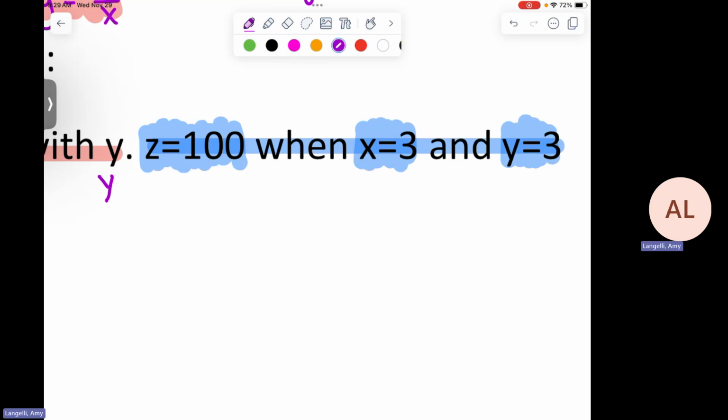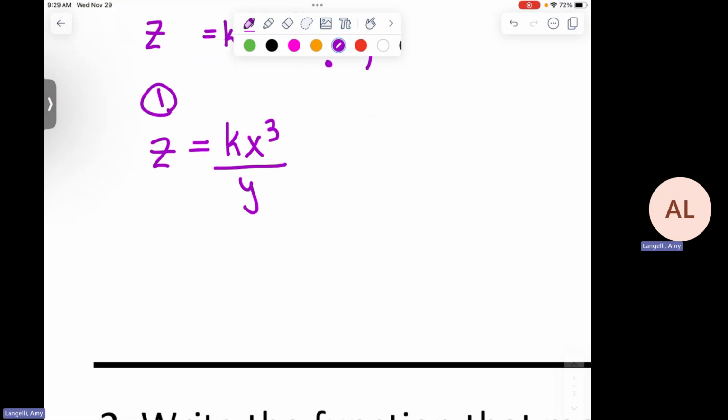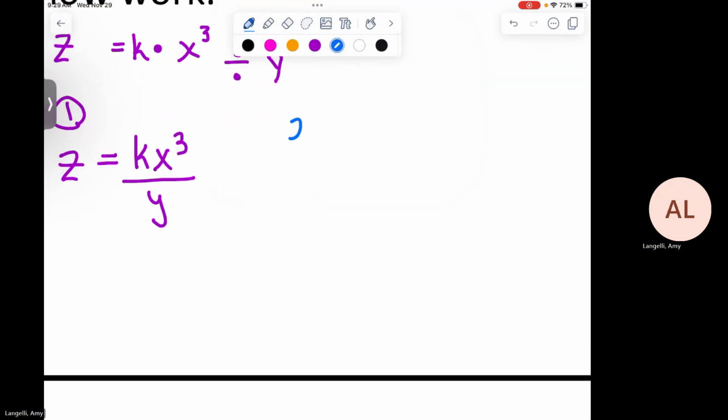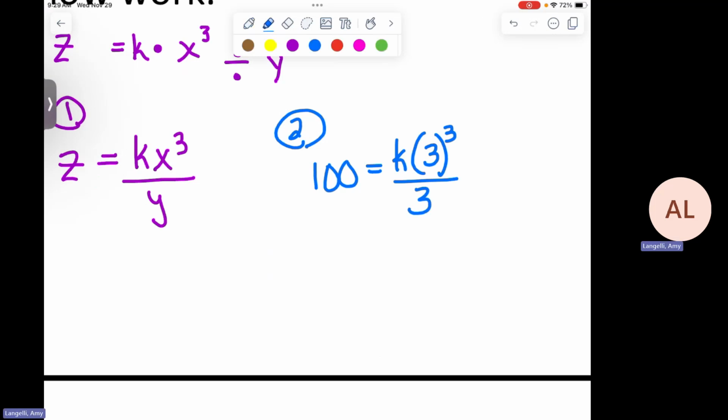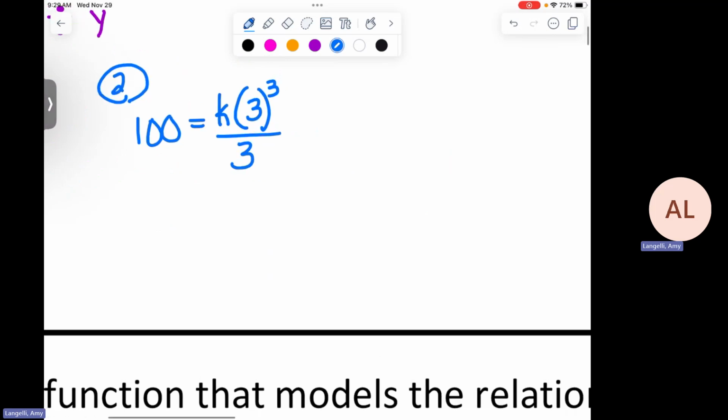So I'm going to go back to my equation. I'm going to find z, 100. Tell me what that would be. I'll go back to blue. Why don't you guys tell me what that would mean for step 2? Yeah. So you correctly replaced z, x, and y with the things that it said to. All right, now step 2 is a little more involved because you have to solve for k. What would be your first step in solving for k?